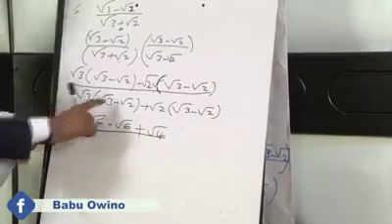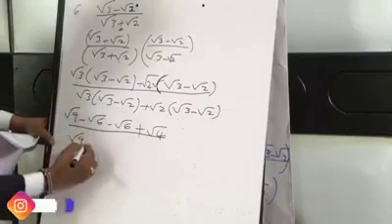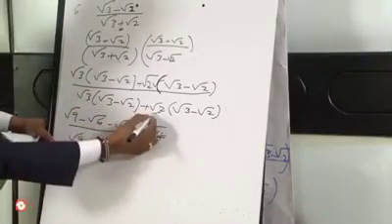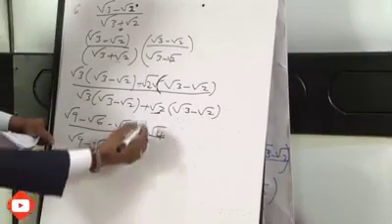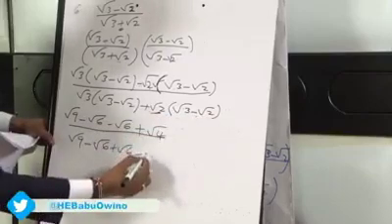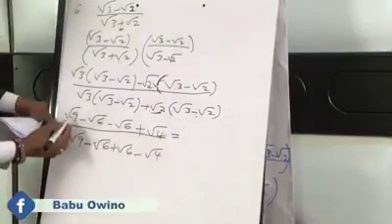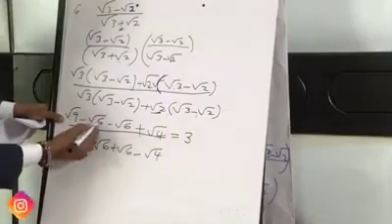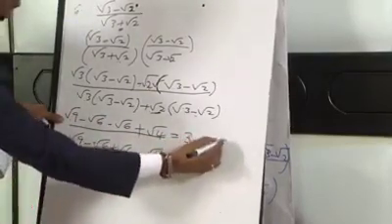root 3 times root 3 is root 9. Root 3 times minus root 2 is minus root 6. Root 2 times root 3 is plus root 6. Then plus root 2 times minus root 2 is minus root 4. What do we get from here? Root 9 is 3. Minus root 6 minus root 6 is minus 2 root 6.